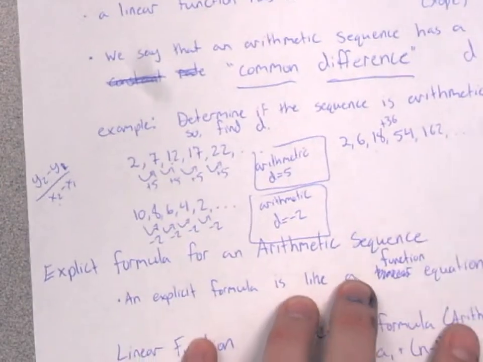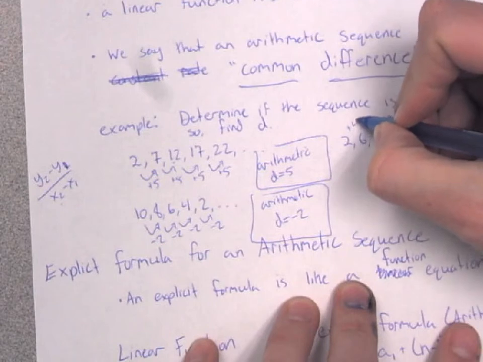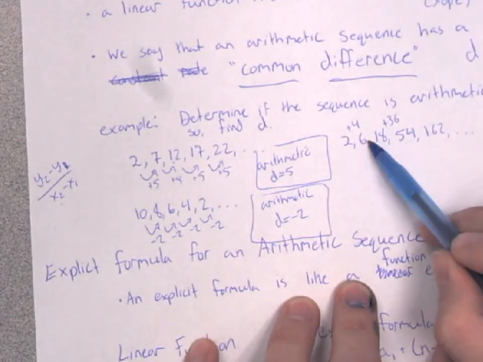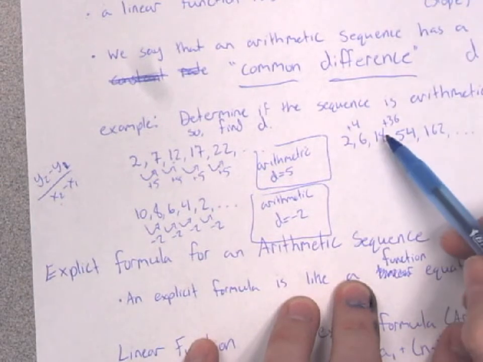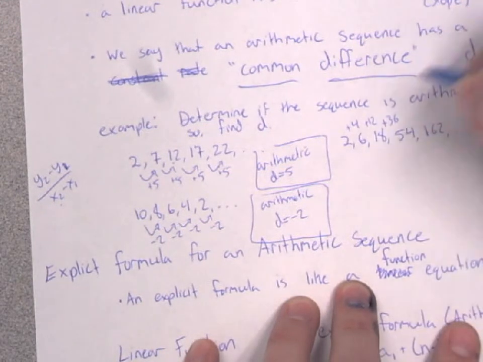So if we wanted to find the differences here, 2 plus what equals 6? Well, 2 plus 4 equals 6. But if you didn't know that, 6 minus 2 is 4. You could subtract, right? What's 18 minus 6? It's 12. That means I'm adding 12 here.